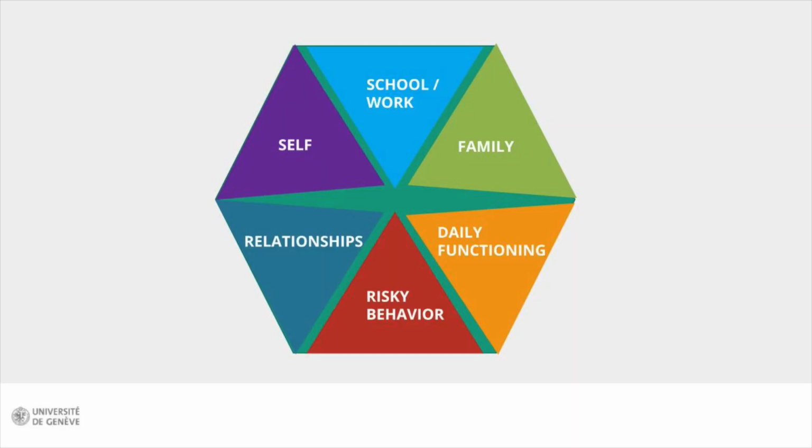Okay, so functioning is a key word here as well, because we're going to want to evaluate the domains of functioning. We are usually going to evaluate approximately six main domains of functioning. The first, of course, is school or work. The second is family functioning. The third is daily functioning, how one can take care of oneself and others. Risky behaviors is certainly a domain we want to investigate. Relational and interpersonal functioning in the social realm, as well as my own favorite, relationship to oneself.